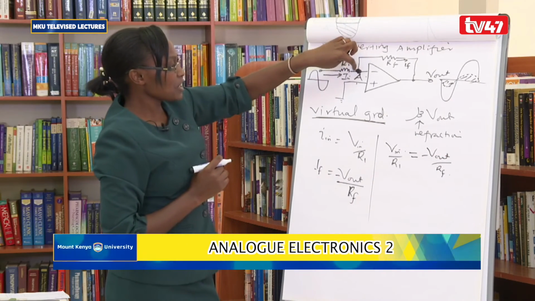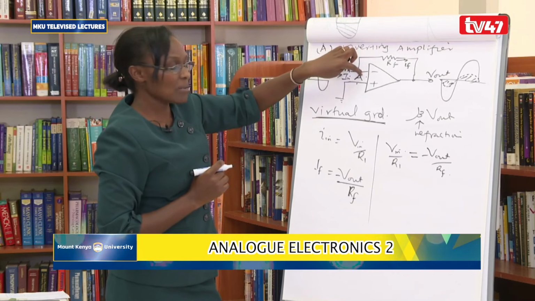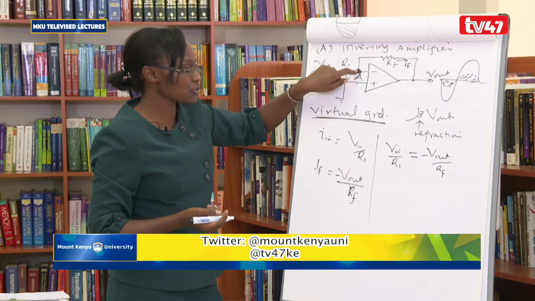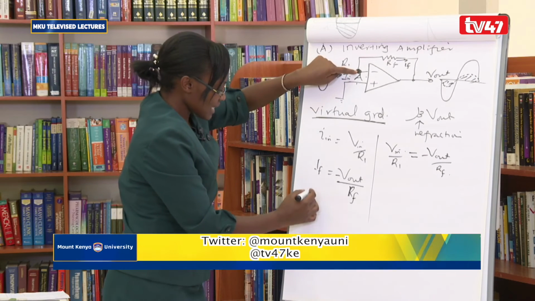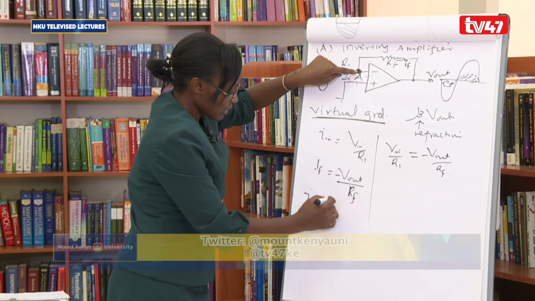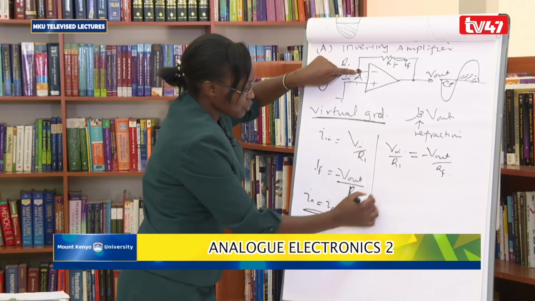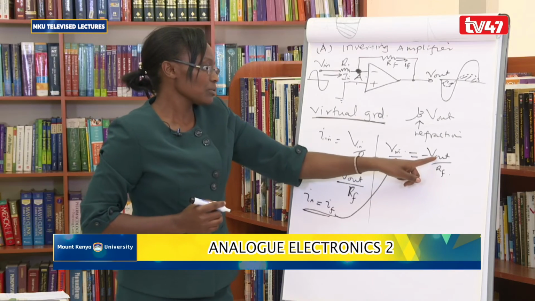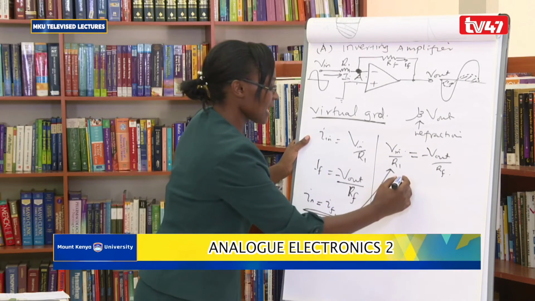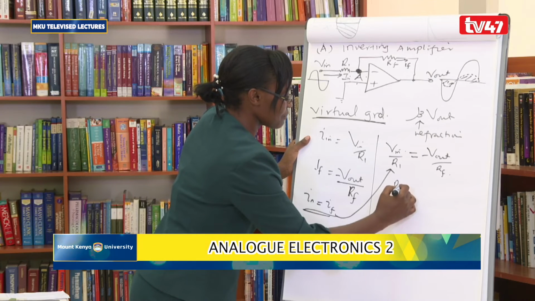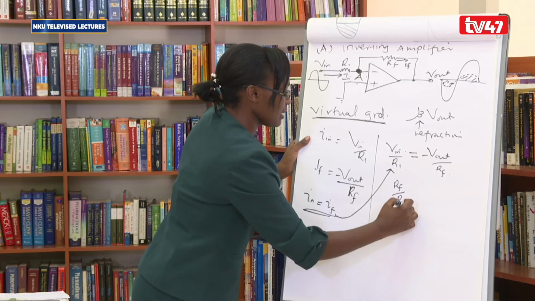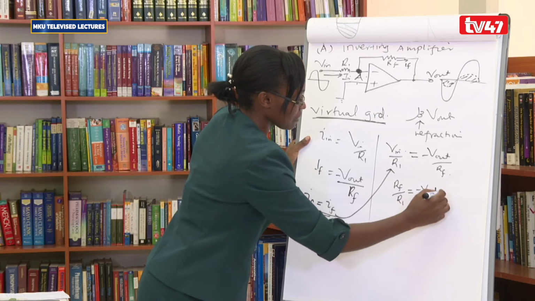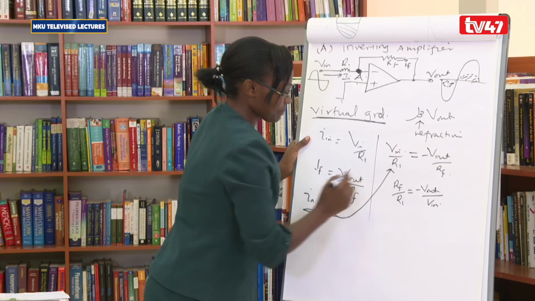Because this point here is a summing point where these two currents come and cancel out so that we get the virtual ground. So they should be equal, that is I in is equal to IF. That is what we are doing here. So V in over R1 is equal to negative V out over RF. We can rearrange this and have RF over R1 is equal to negative V out over V in.